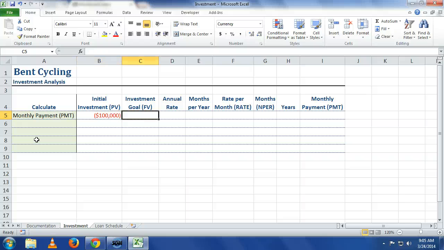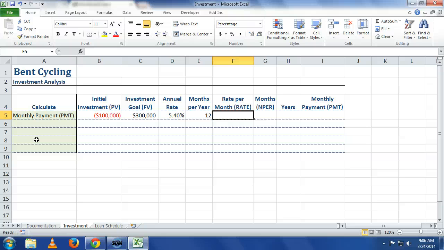In cell C5, what we want to get to be able to invest in our company to build this new plant is 300,000. So enter 300,000 in C5. In cell D5, I want you to enter our rate, which we're getting at 5.4% for the investment rate, which is pretty good. In cell E5, enter 12.